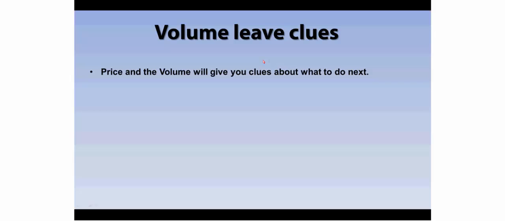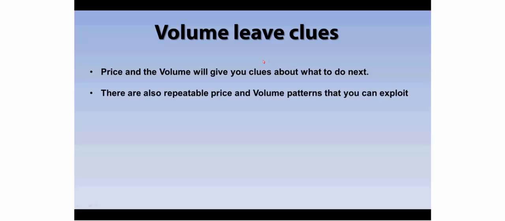And I'm going to show you this in just a second. Volume actually leaves some clues behind. You've probably heard about footprint charts, market profile. There's a very easy way. You can just use simple volume if you know how to do some basic math and program some indicators up. It's pretty easy to filter out some of this stuff. So let's talk about how the price and the volume will give you clues about what to do next. It usually happens in combinations of 2 or 3. There are also repeatable price and volume patterns that you can exploit to your gain and benefit.